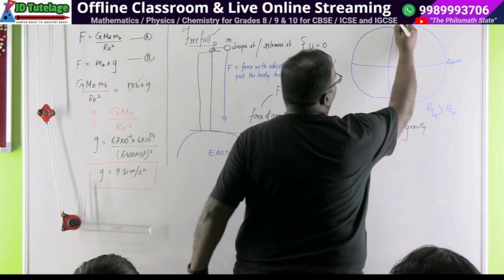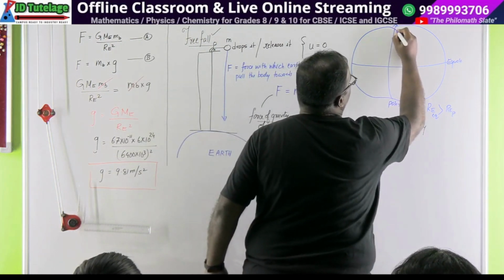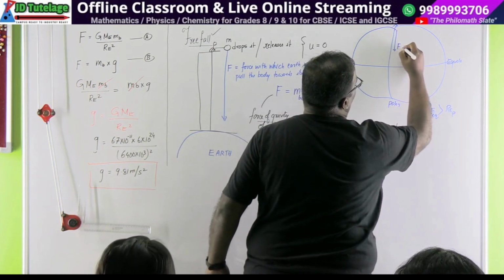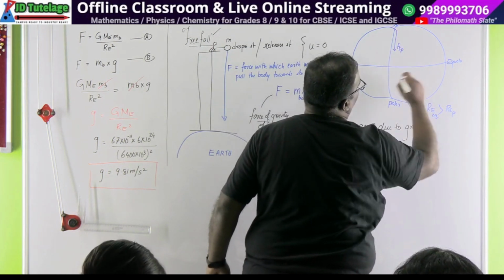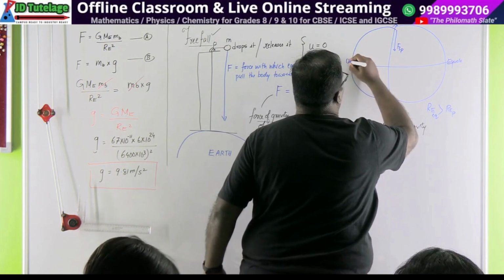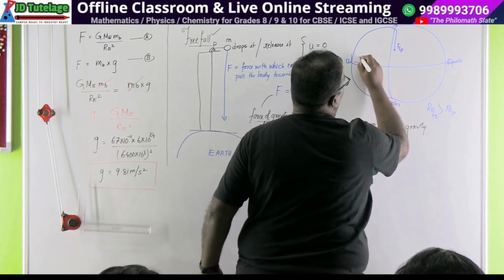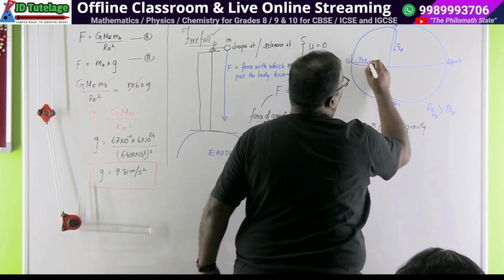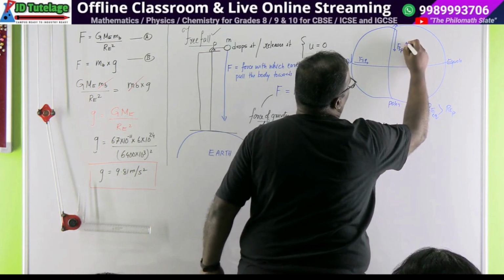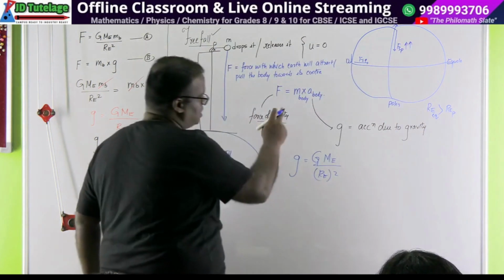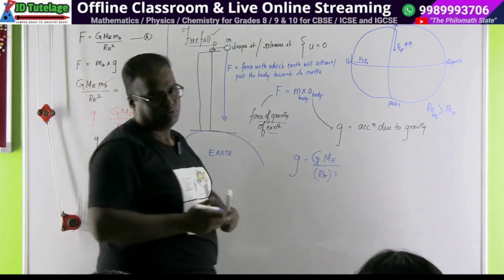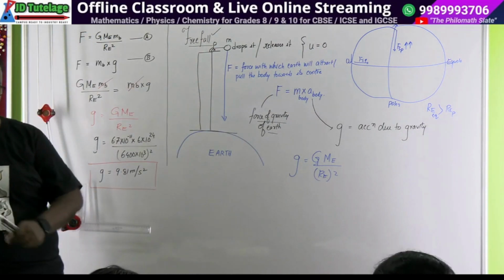So if I keep, say, Shaurya here at the pole, and if you keep Shaurya here on the equator, then the force of attraction on Shaurya at the pole is actually higher, because in this case the G is higher. Force is mass into gravity.